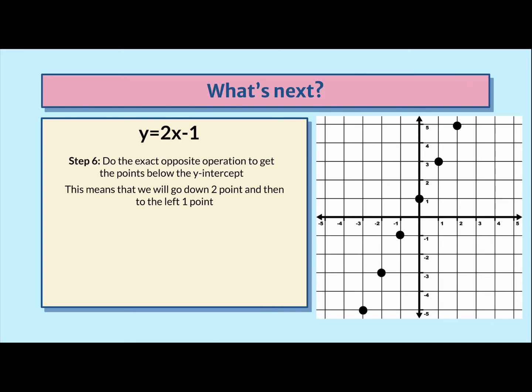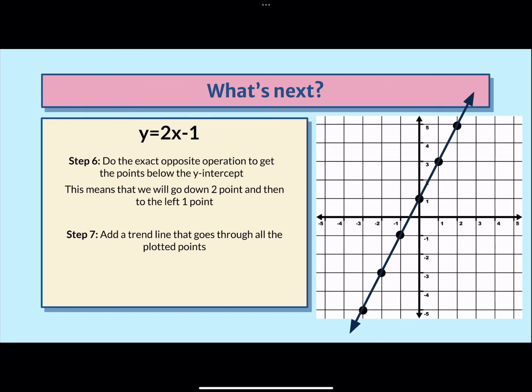Once we have plotted all of the points, we need to add a trend line. The trend line will go through all of the points. Once we have our trend line going through all the points, we have graphed our first equation.